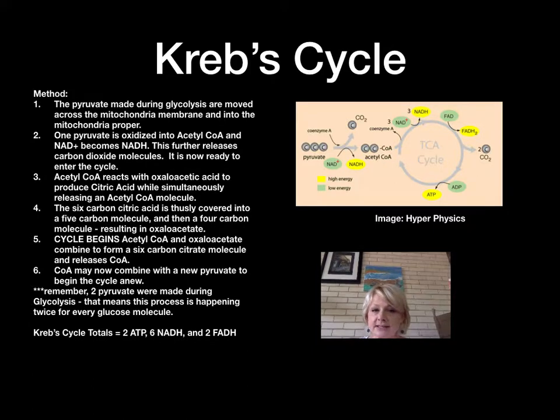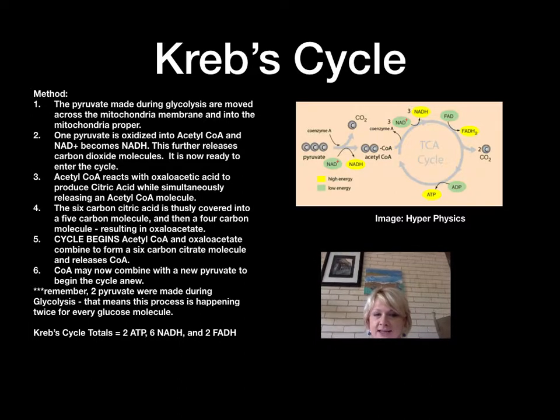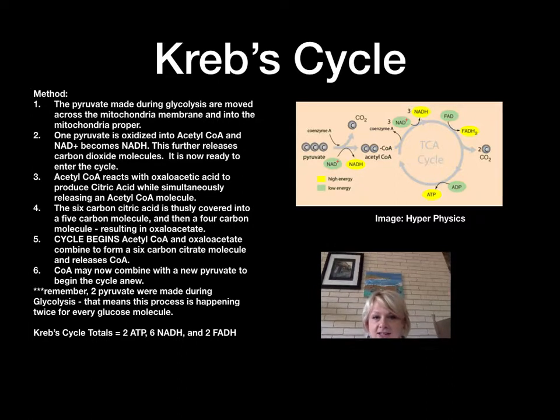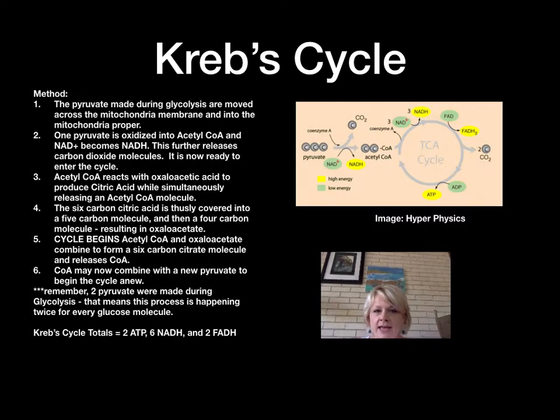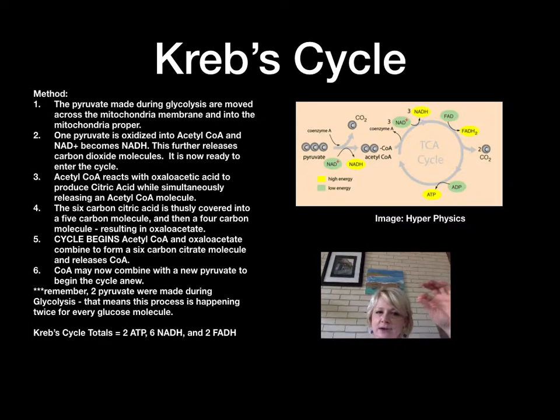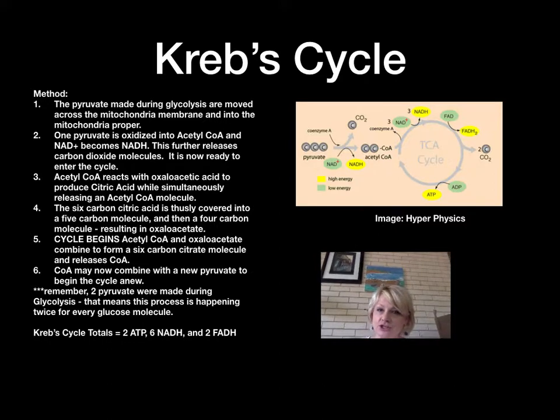The 6-carbon citric acid is thusly converted into a 5-carbon molecule and then a 4-carbon molecule, resulting in oxaloacetate. Acetyl CoA and oxaloacetate combine to form a 6-carbon citrate molecule and release CoA. CoA may now combine with a new pyruvate to begin the cycle anew. It's important to remember that the two pyruvate were made during glycolysis. That means that this process is happening twice for every glucose molecule. During the Krebs cycle, the totals are 2 ATP, 6 NADH, and 2 FADH.